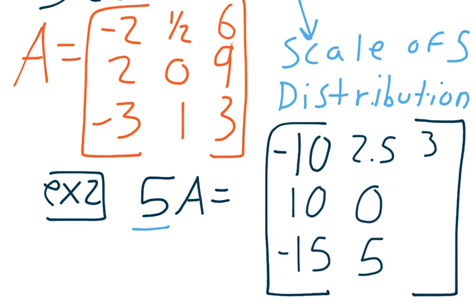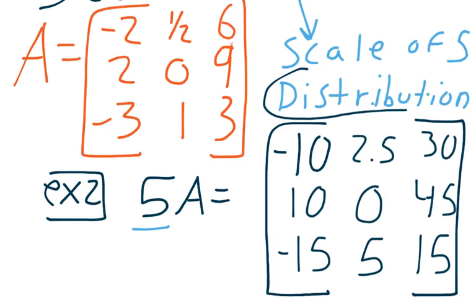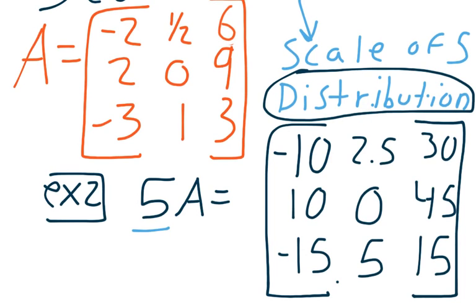Right middle, 9 times 5, 45. And then bottom right, 3 times 5, 15. That's all I did. Basically just distribution of that 5. So if you see a number in front of the matrix, then everything in that matrix just multiplies by that number. Let's go on to a similar example with a couple more steps.